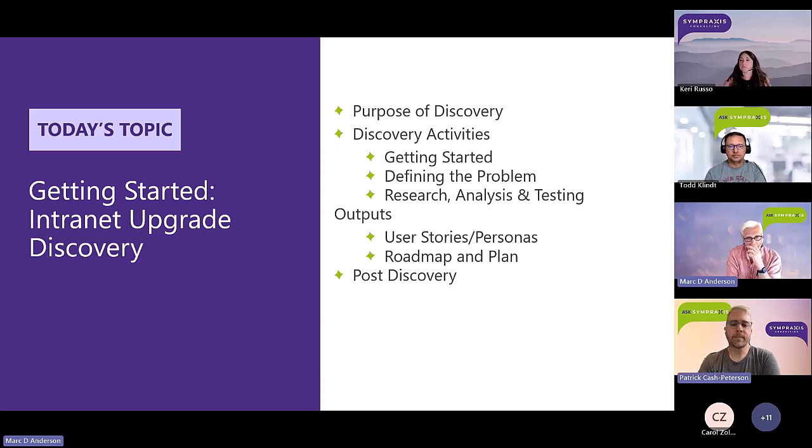So discovery activities, how do you get started? How do you define the problem? What kind of research, analysis, and testing do you do? What outputs come out of those discovery activities? What do you end up with? And then after discovery, what happens?